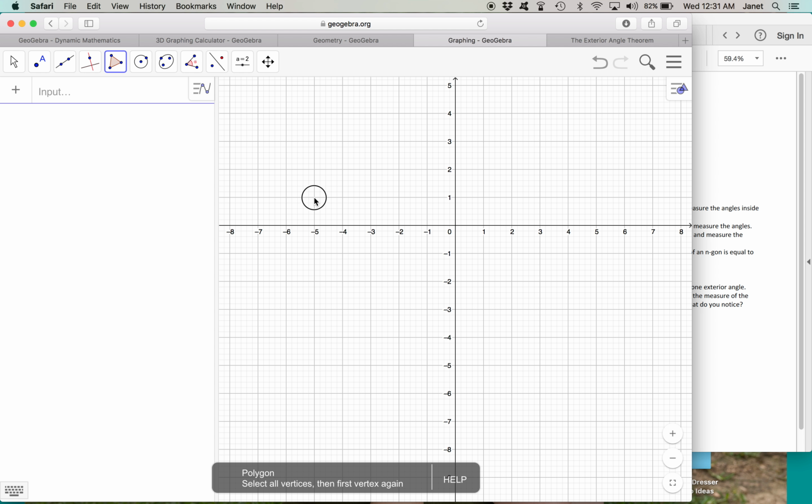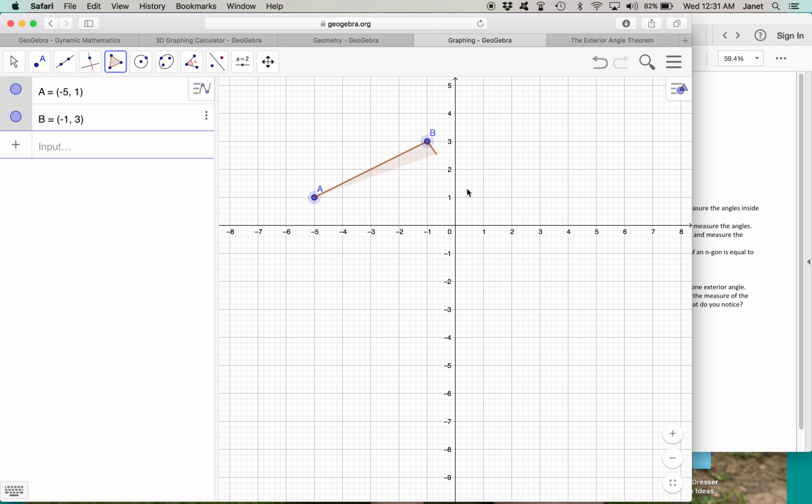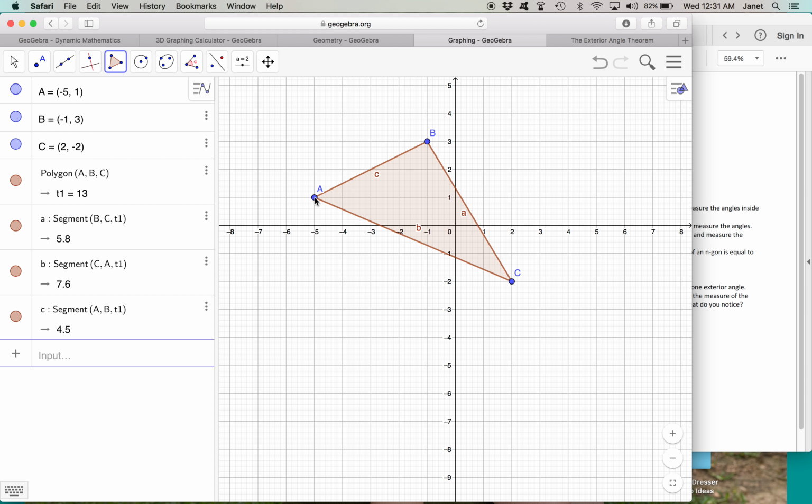You need 3 points. So we're going to go 1, 2, 3, and a polygon is a closed figure, so go back to the original point to close it. Here's our triangle. Notice that it gives you some information, the length of each side, but it does not give you the measure of each interior angle.